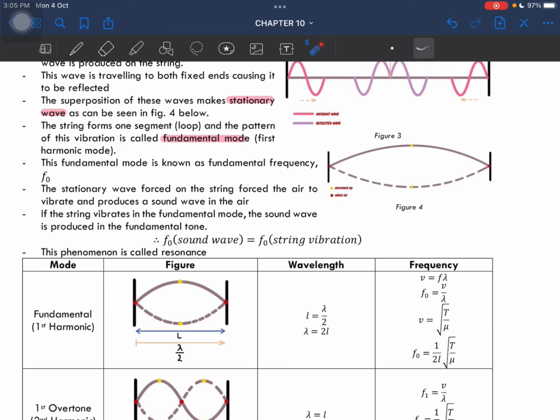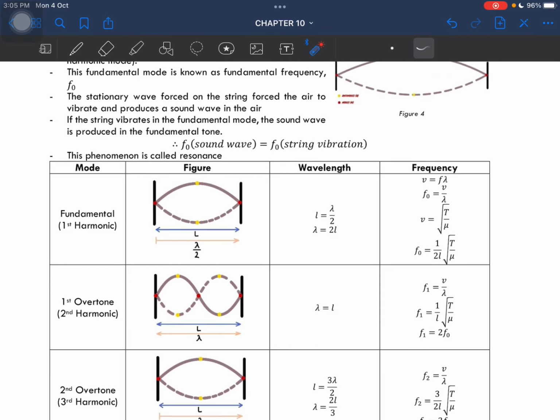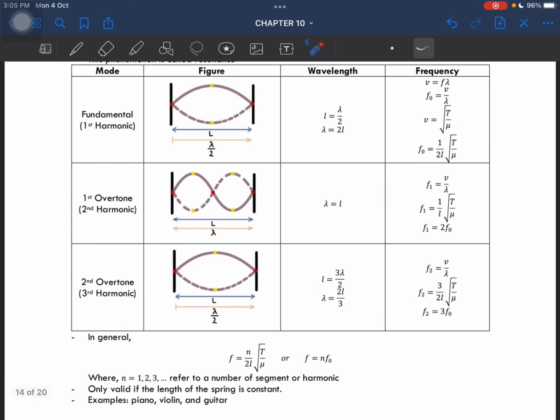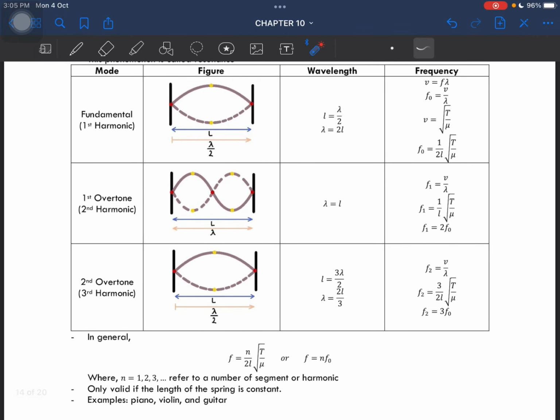Okay, if the frequency of the sound wave is equal to the frequency of the string vibration, it is known as resonance. Okay, it is known as resonance. So this table is very important. This is where you will be asked lots of questions, and you have to know what the wavelength is at the first harmonic, the second harmonic, and so on.